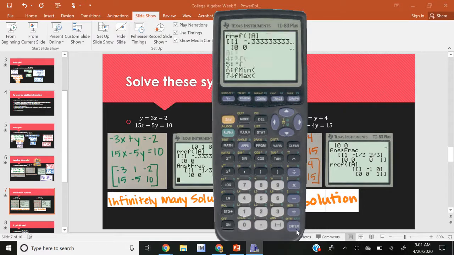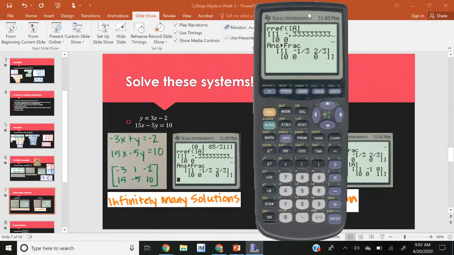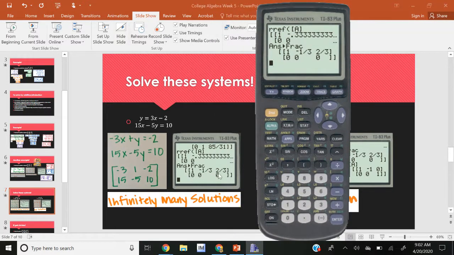And then I want to turn it into a fraction. And my top line says 1, -1/3, 2/3. So x minus 1/3 y equals 2/3. And my bottom line says 0, 0, 0. So 0 equals 0, which is true, right? 0 equals 0. That's true. So that means infinitely many solutions. I don't get an actual answer on this one. Infinitely many solutions. Interesting.